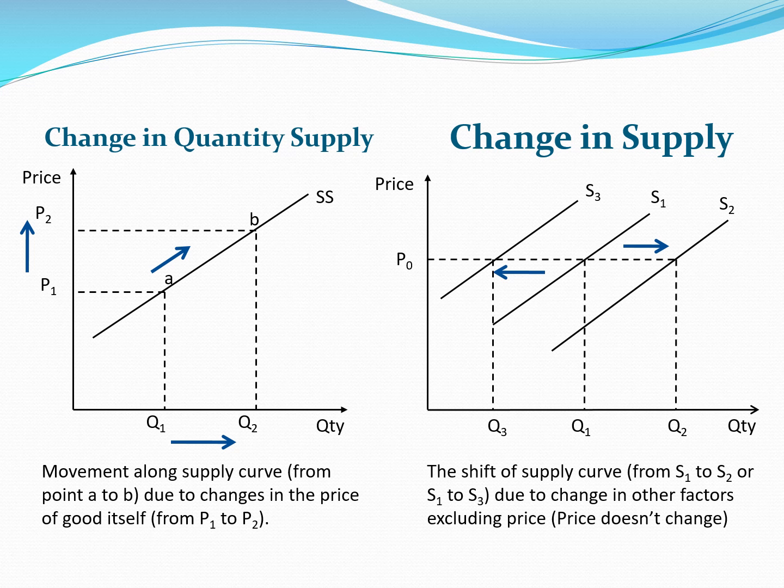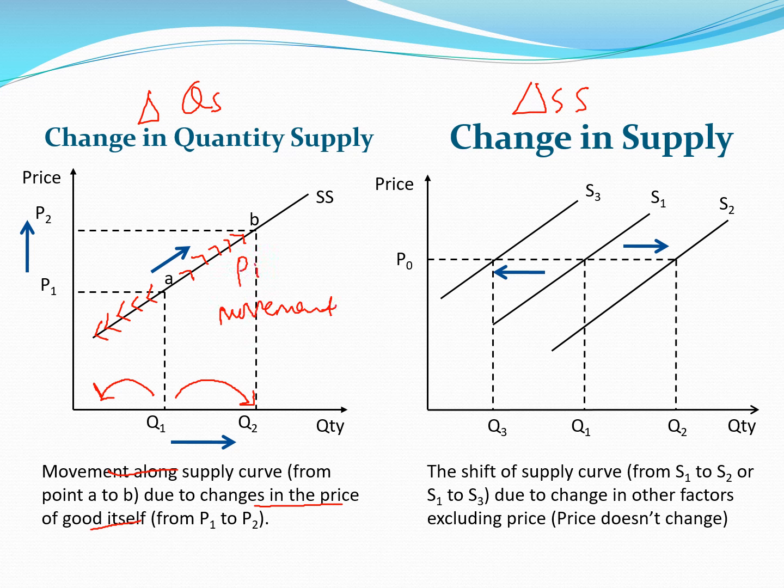So here is the change in quantity supplied, and here is the change in supply. A change in quantity supplied is a movement along the same supply curve because of a change in the price of its own good. So let's say the price increases, it is a movement upward along the same supply curve. It is an expansion in quantity supplied. But if the price drops, it is a movement downward, referring to a contraction in quantity supplied. So the keyword is the movement, and because of the price of its own good.